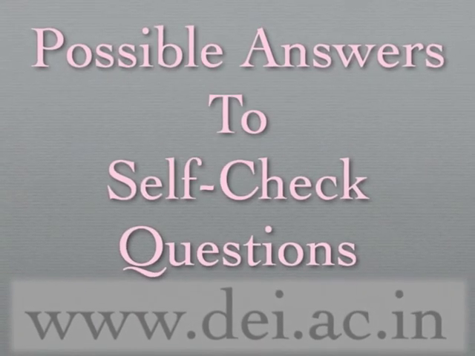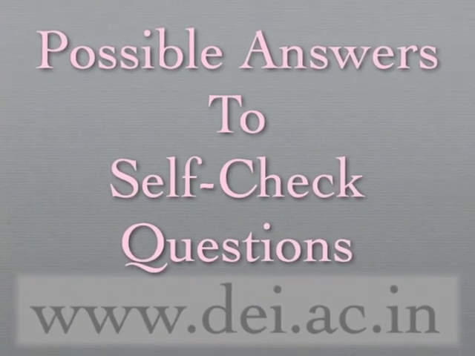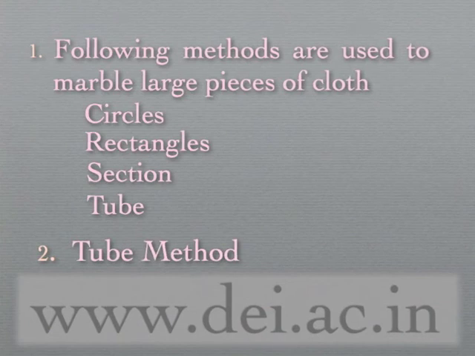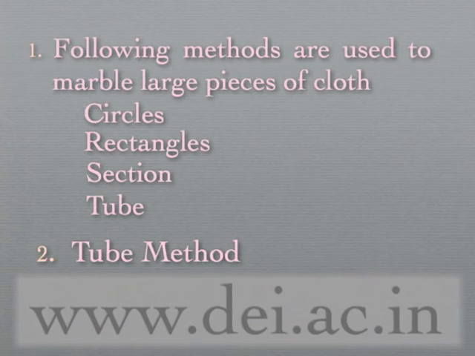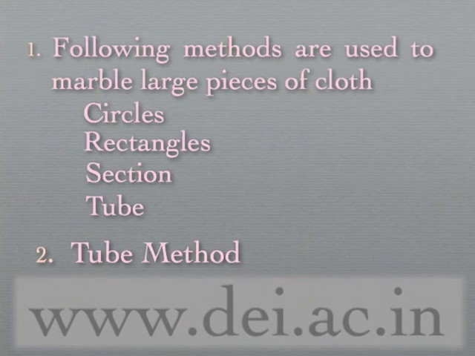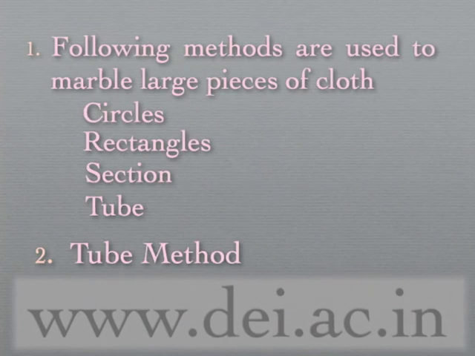Possible answers to the 2 questions I had asked you. The answer to the first question is, the following methods are used to marble large pieces of cloth: circle and rectangle section, tube. In the second question, the answer was the tube method.